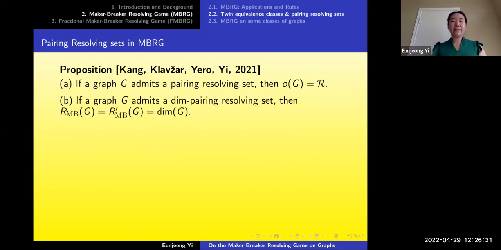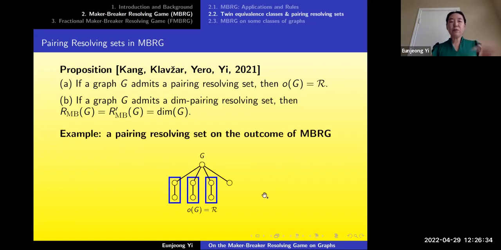I'm going to skip some parts given the time constraint. This is an example of a pairing resolving set on the outcome of MBRG. If you look at this graph, there are 3 blue boxes. The 2 vertices in each blue box form an element of a pairing resolving set.